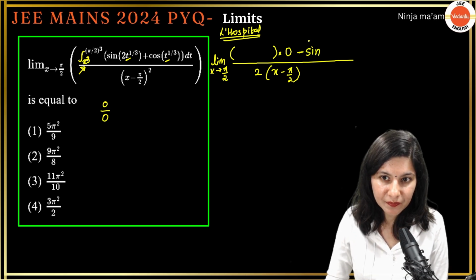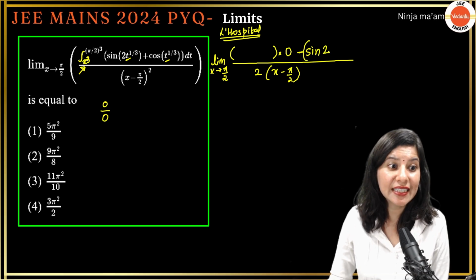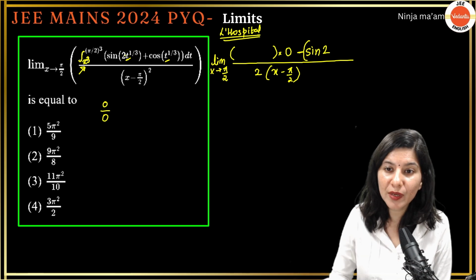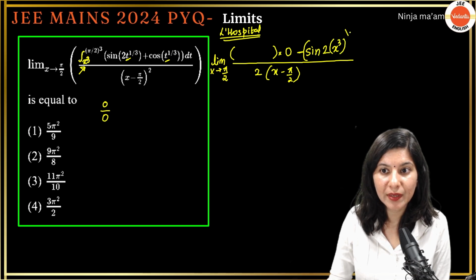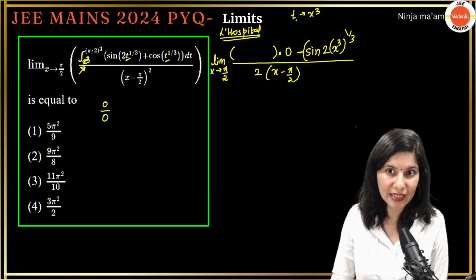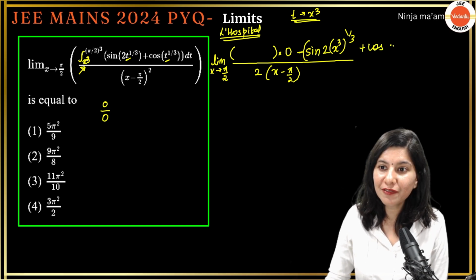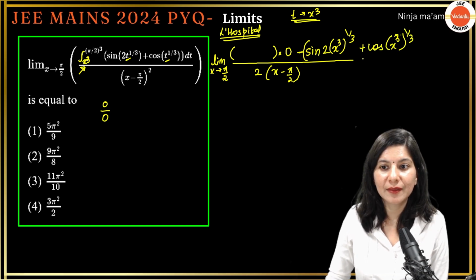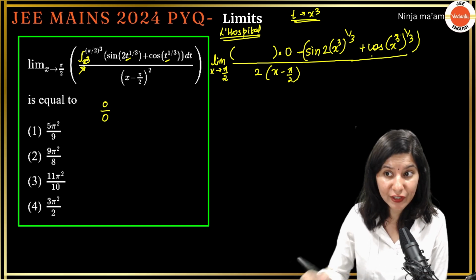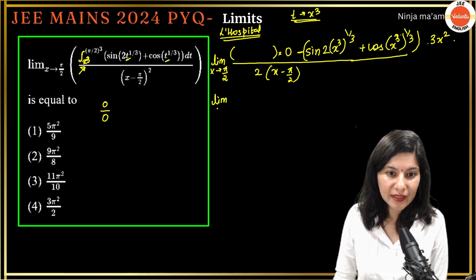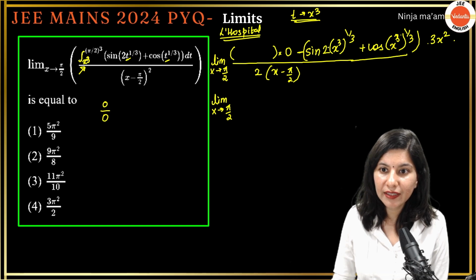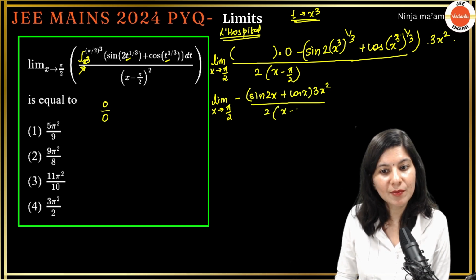So sine 2t, where t is nothing but x cube raised to power 1 by 3. Sine 2 (x cube) raised to power 1 by 3. So I have replaced t by x cube. Plus again the same thing, cos of (x cube) raised to power 1 by 3. And let's not forget to differentiate the lower limit. The derivative of x cube is 3x square. Finally, limit x tend to pi by 2, and this is minus of (sine 2x plus cos x) times 3x square, over 2 times (x minus pi by 2).